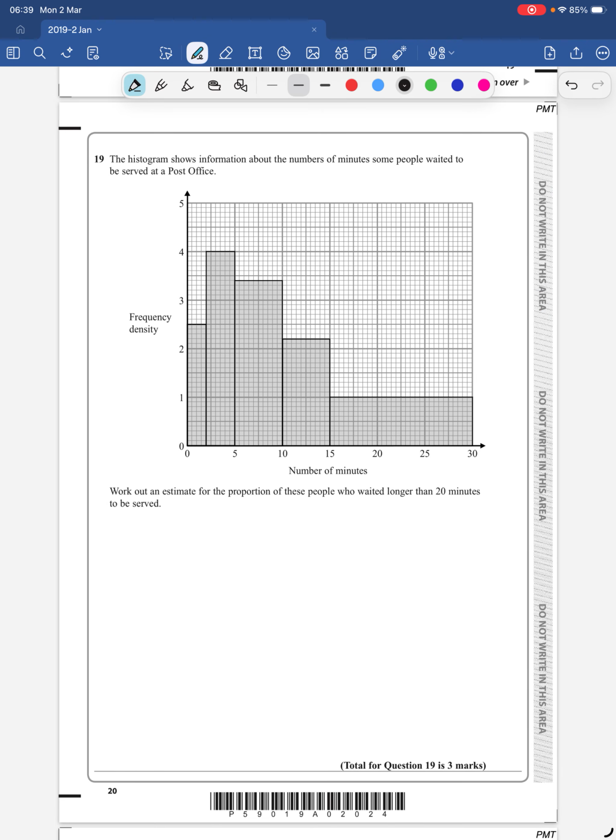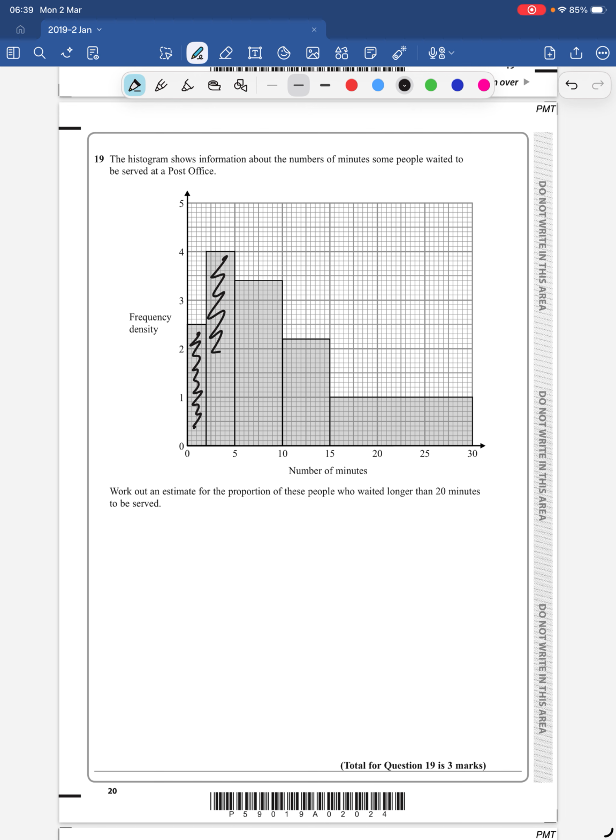Okay, histogram question. We've got the number of minutes that people waited at the post office. So you've got the frequency density on the vertical axis and the number of minutes waited on the horizontal. And we will need an estimate for the proportion of the people who waited longer than 20 minutes to be served. Now, the number of people here is not the frequency density.